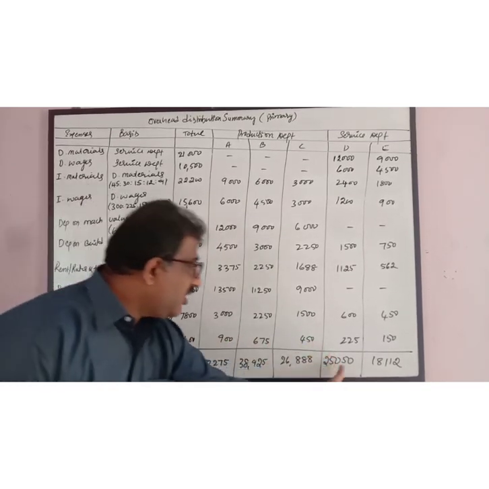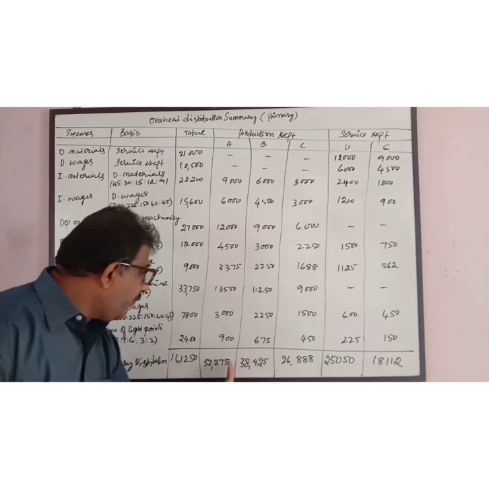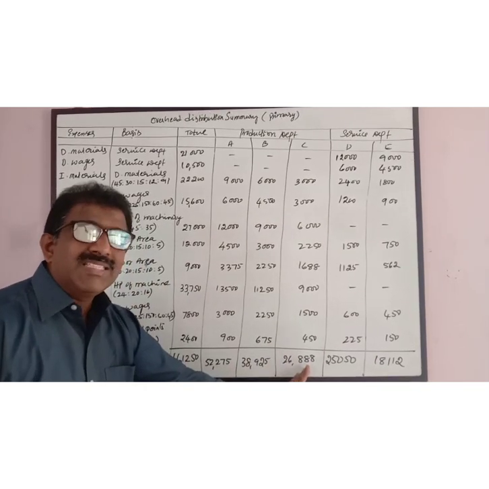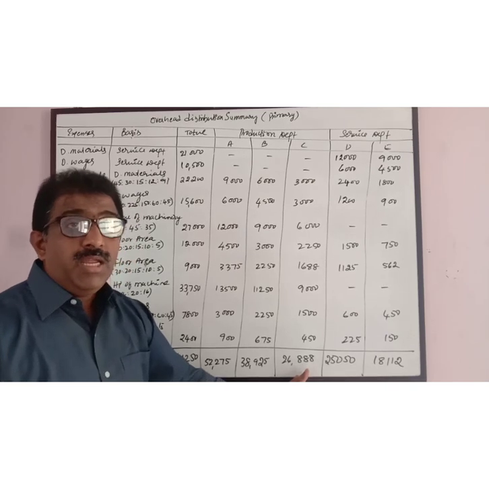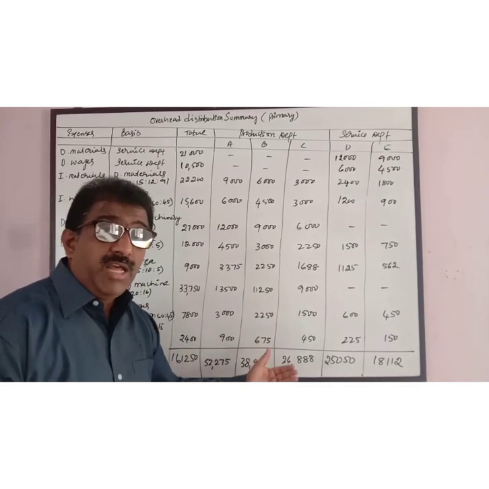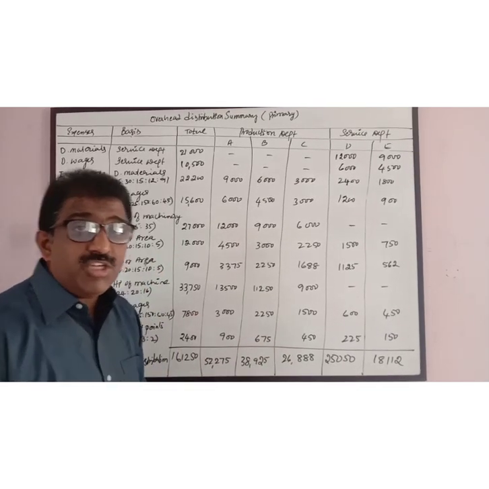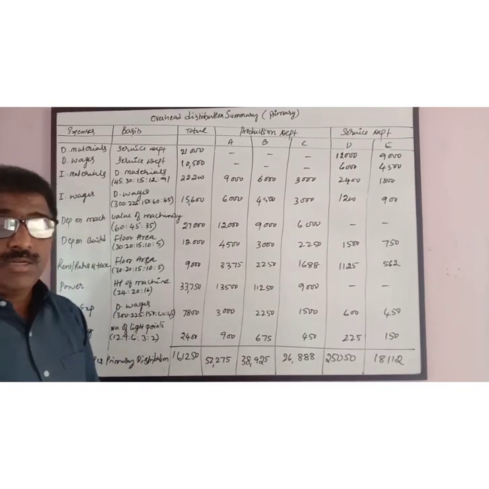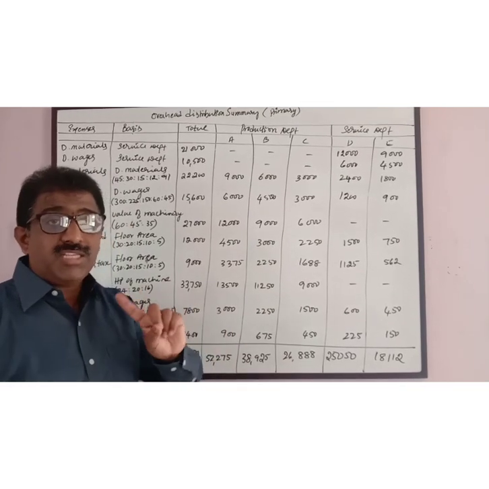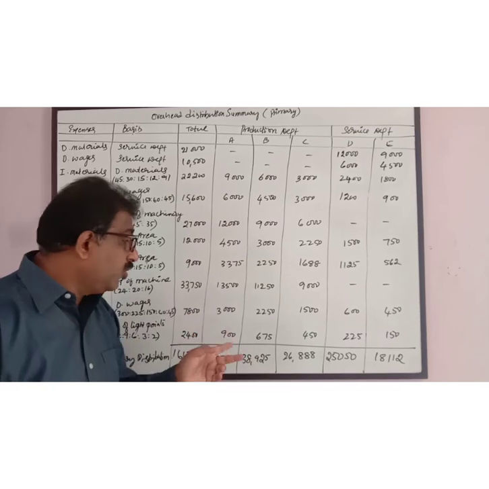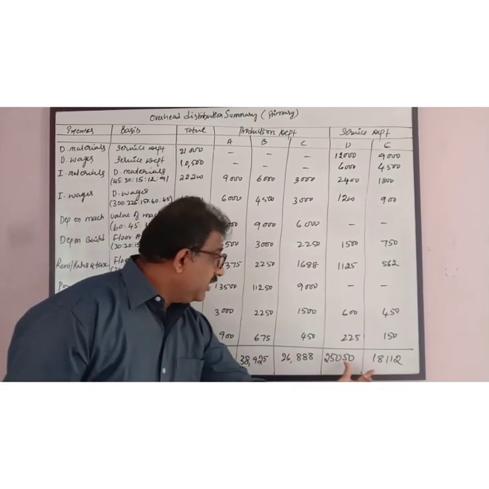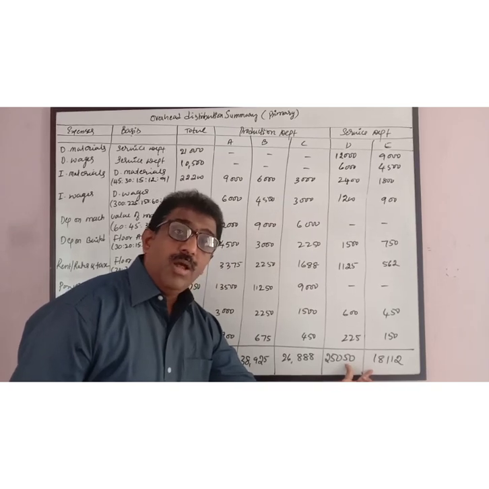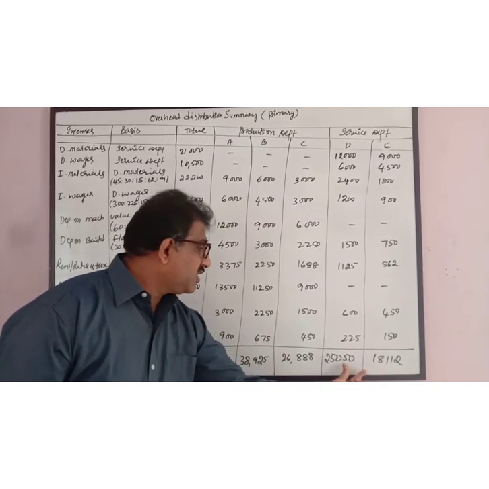Reapportionment of service department overheads to the production departments is called the secondary distribution summary, which can be done either by the simultaneous equation method or the repeated distribution method. In the examination, they are going to ask any one method, not both, either repeated or simultaneous. But I will take this problem and work out both the methods. So you just follow it.